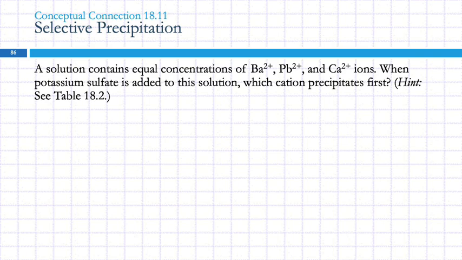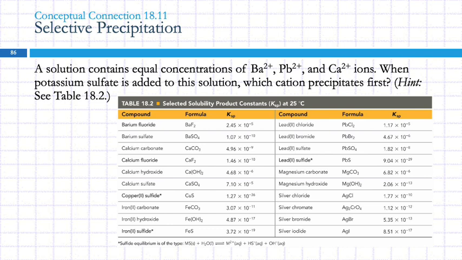A solution contains equal concentrations of barium, lead-2, and calcium ions. When potassium sulfate is added to this solution, which cation precipitates first? Hint, see table 18.2. I can't answer this question without looking at solubility product constants. Well, there it is.